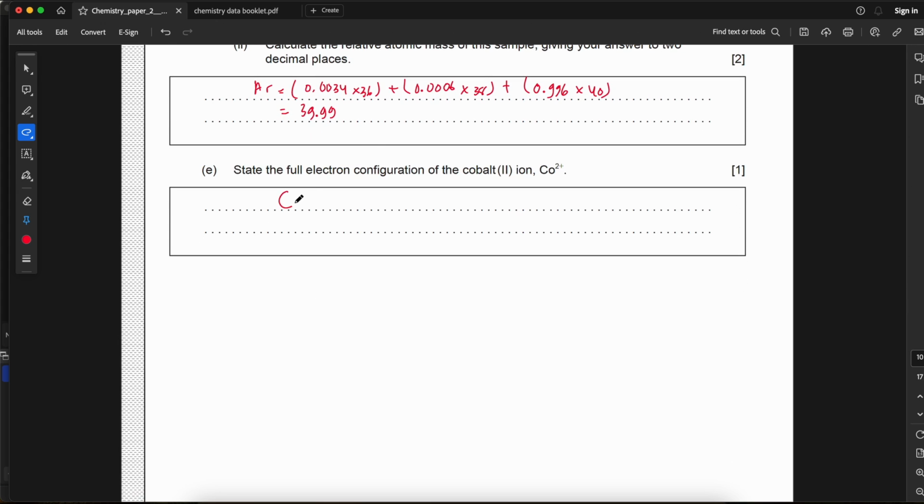Okay, if it's cobalt only, the atomic number is 27. So 1s2, 2s2, 2p6, 3s2, 3p6, 4s2, 3d7, and for cobalt 2+, because it is 2+, 2 electrons will be removed, that would be these. So if I write it in short notation, I use Ar, the noble gas, then 3d7. This Ar will represent these 18.